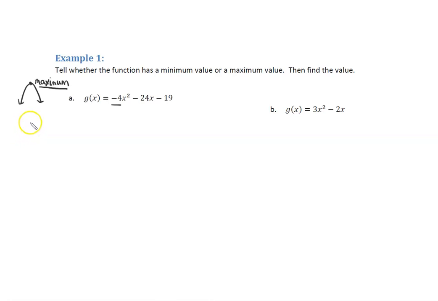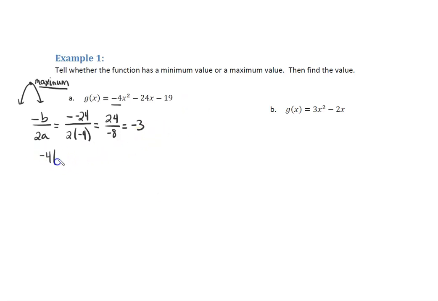Since we are in standard form, we can use the formula -b over 2a. So we have negative, b is -24, over 2, and a is -4. On top, that simplifies to 24, and on the bottom is -8, which reduces to -3. Now this is not the maximum point. I need to plug it back in to find the y value of the vertex.